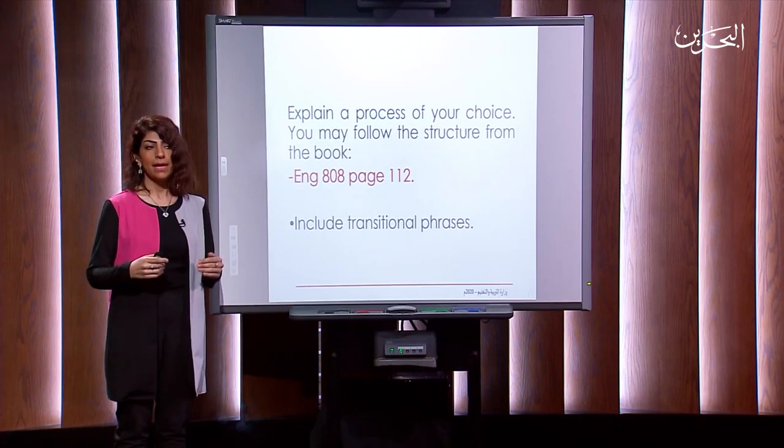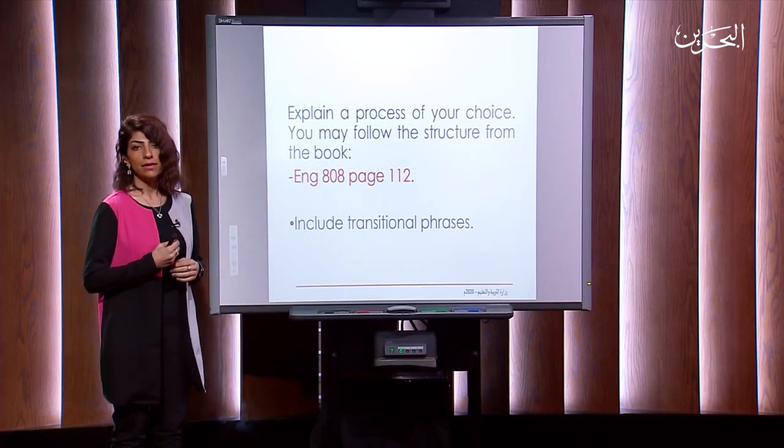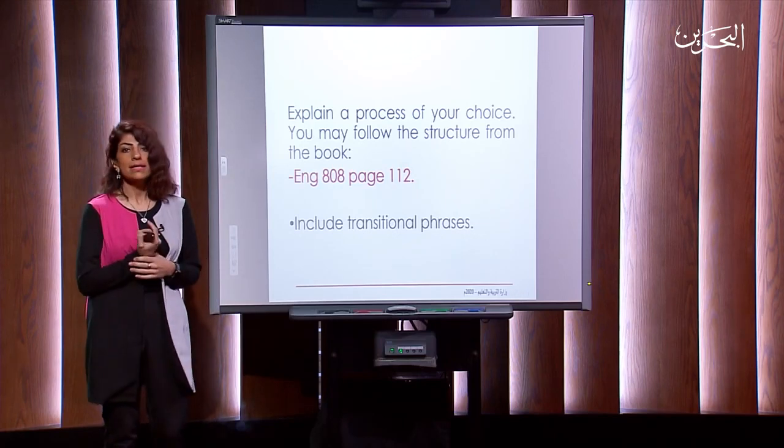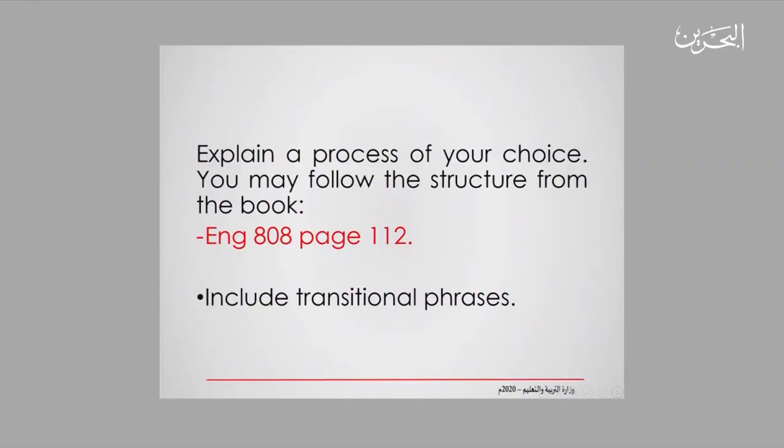We are done now with the paragraph. I'll just give you a very simple task, like further practice for yourselves at home. You can explain a process of your choice. Choose anything and you can write a process about it. Now, make sure that you follow the structure from your book. Which book? It's Project Success Level 2, English 808. You'll find the layout or the structure on page 112. Don't forget to include transitional phrases.